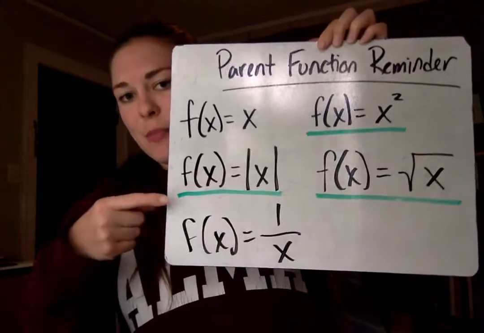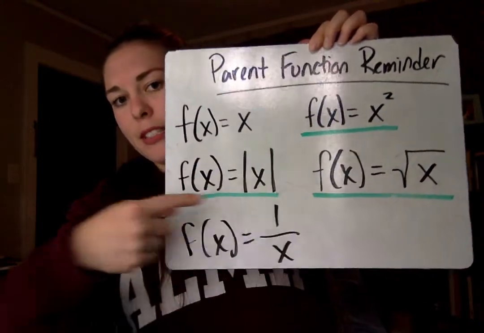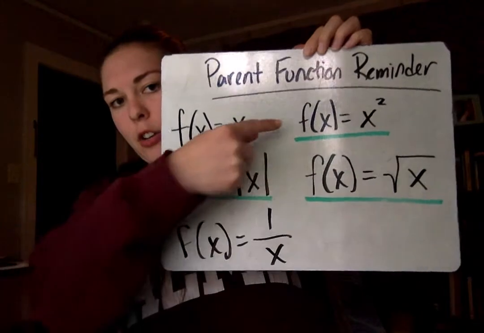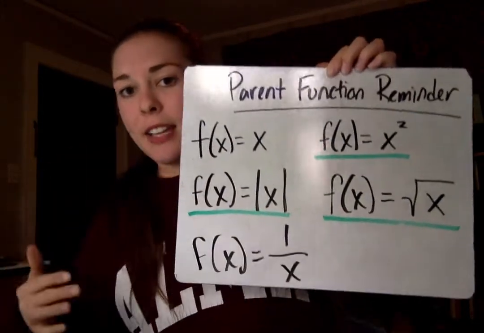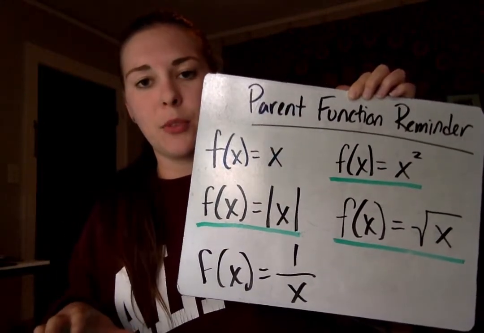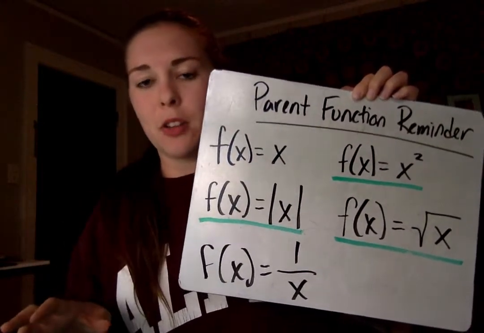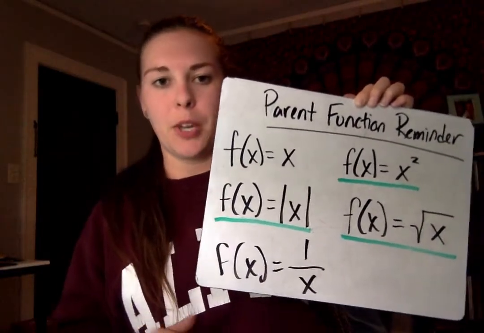So before we get started, I want to make sure everybody has these parent functions written down, especially the ones that I have underlined in green. Those are the ones that you really need to focus on here: our quadratic, our absolute value, and our radical. Again, it's going to benefit you to get out a piece of paper and write these down. Don't try and memorize it all in your head. It's going to help you. You can use those notes on an assessment.